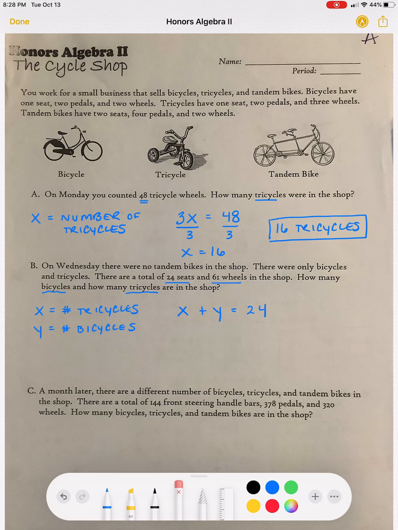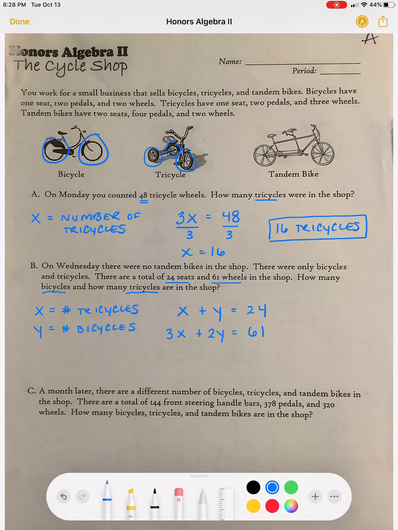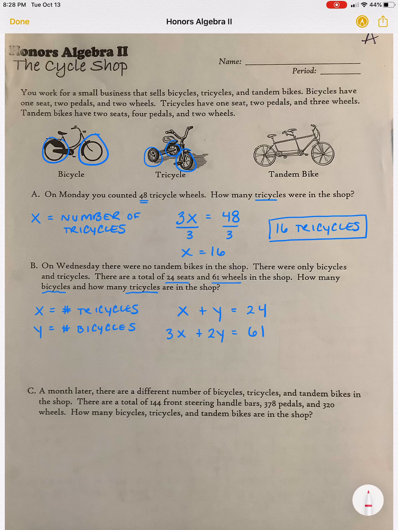Okay, well, a tricycle, as you know, is going to have 3 wheels, and a bicycle only has 2 wheels. So my equation is going to be 3 wheels times the number of tricycles, 2 wheels times the number of bicycles, and that will equal 61. So from here, we solve the system of equations.